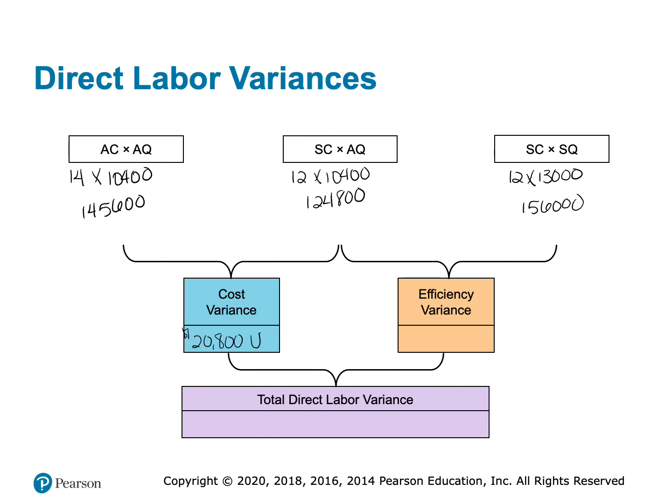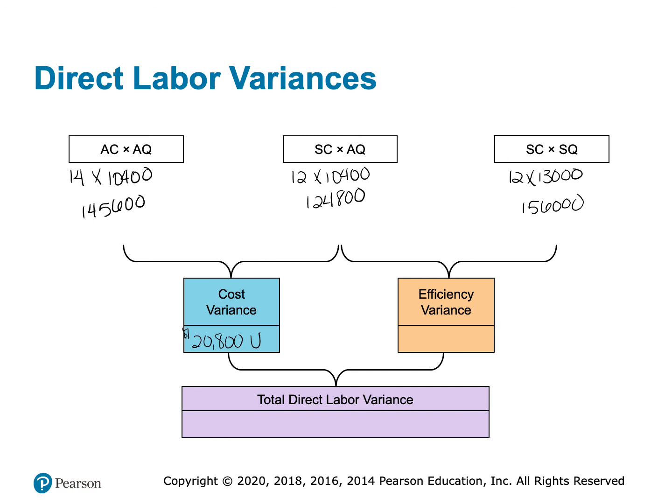Now we've already said that this variance is unfavorable. It's unfavorable because I thought I was going to pay my employees $12 an hour. I actually paid them $14 an hour. So I spent almost an additional $21,000 because I gave them a $2 an hour pay raise.